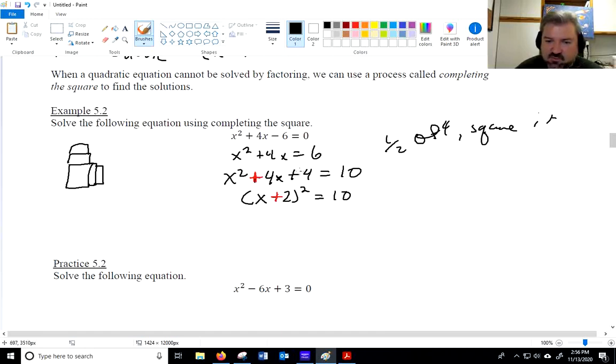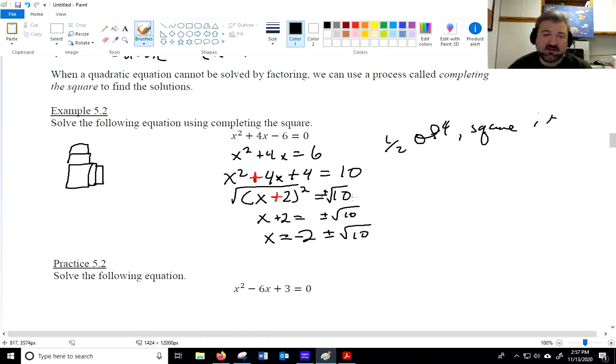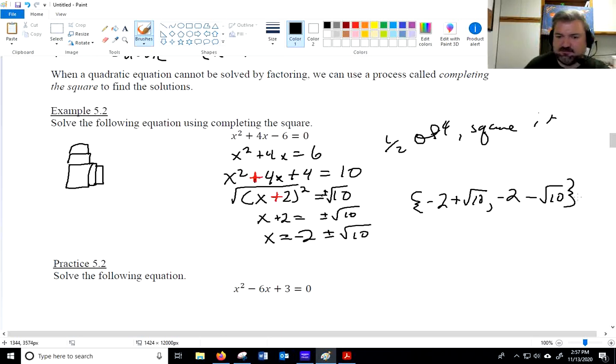Now, because I've got no non-squared x, I can take the plus or minus square root of both sides, which gives me x plus 2 equals plus or minus the square root of 10. Now we can try to simplify the square root of 10, but it doesn't have any pairs in it. I'm solving for x, so I need to subtract 2 from both sides. So I get negative 2 plus or minus the square root of 10. I could have said plus or minus root 10 minus 2, but I think that looks prettier. So my two solutions are negative 2 plus the square root of 10 and negative 2 minus the square root of 10. Okay?